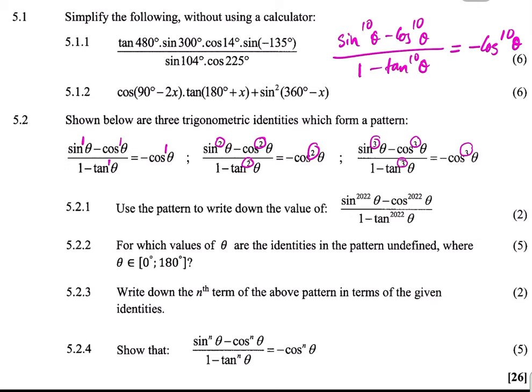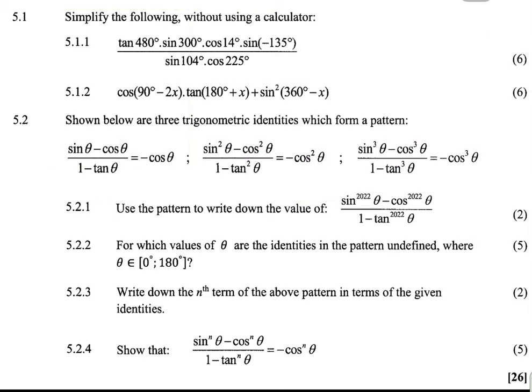That is the meaning of this particular pattern in there. So let's check how we're going to answer the questions related to this one. They're saying use the pattern to write down the value of sine 2022 of theta minus cos 2022 of theta over 1 minus, they still maintain that, tangent of 2022. So it means that it's going to have a value of minus cos to the power 2022 of theta. That is the meaning of that.